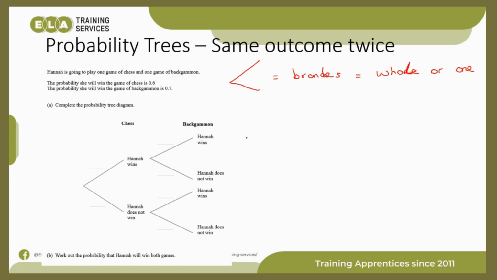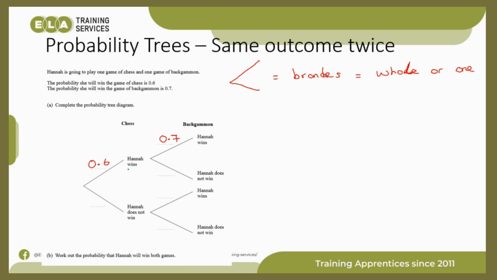So, for example, Hannah is going to play 1 game of chess and 1 game of backgammon. The probability she will win the game of chess is 0.6. So we put the 0.6 next to Hannah wins here. The probability she will win the game of backgammon is 0.7. So we put that here. And it's asking us to complete the probability tree diagram. What's really important to remember is these branches add up to 1 or a whole.